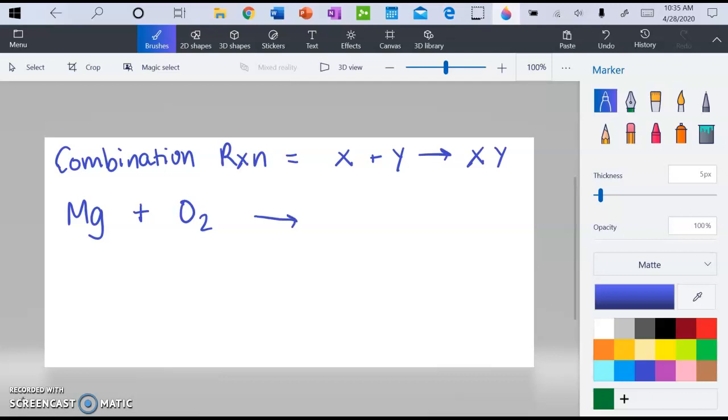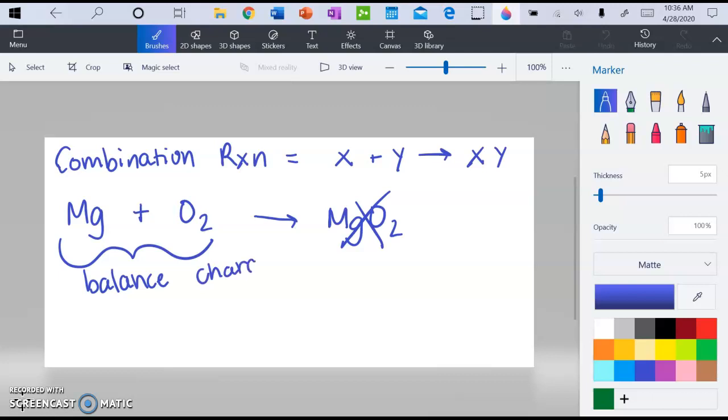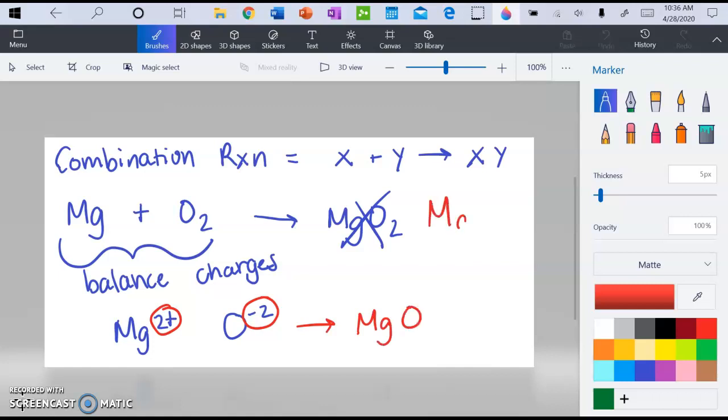Well, we want to make magnesium oxide, but the correct answer is not this. Okay? And here is why. We have to actually balance our charges. And this is what we learned during ionic compounds. So magnesium is in group 2, so it has a 2+ charge. And oxygen is in group 6, so it has a -2 charge. +2 plus -2 equals 0, which means we only need one of each of these. So the correct product is MgO.